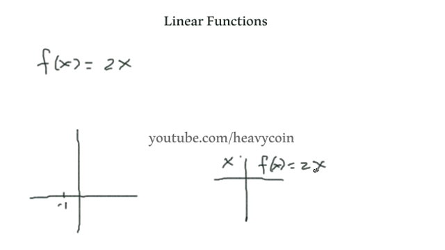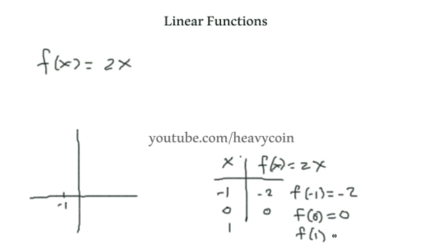For example, plugging -1 in. So -1, 2 times -1 is -2. I should say this is f of -1 is equal to -2. And then we're going to plug 0 in to our function. And of course, plugging 0 in, you get 0 out, and we could say f of 0 is equal to 0, right? 2 times 0 is 0, and let's say 1. We plug 1 in, so this would be f of 1, and we get 2 out, as you can see.